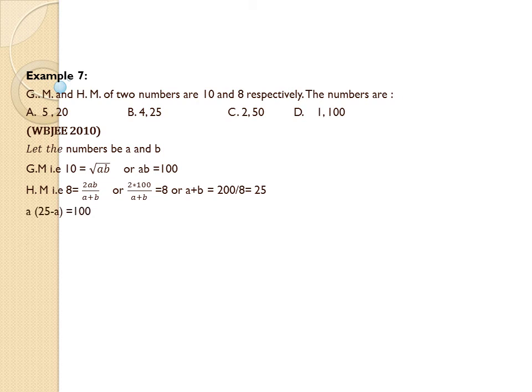But still I will do the problem in a good way so that people can remember. In AB equal to 100, in this place I will put B as 25 minus A. So A into 25 minus A equals 100. So it becomes 25A minus A square minus 100 equal to 0. So A square minus 25A plus 100 equal to 0. So A minus 5 into A minus 20 equal to 0. So either A equal to 5 or 20. Means one number is 5 and one number is 20.